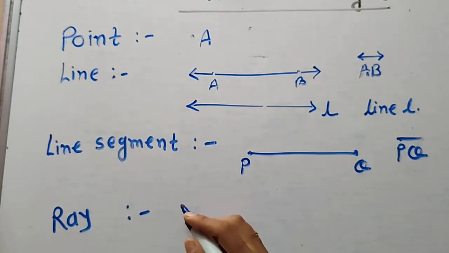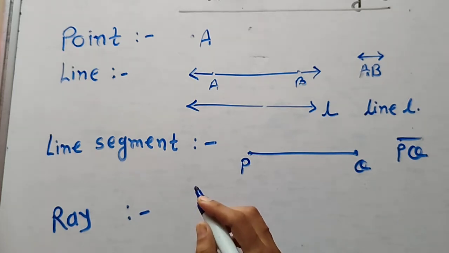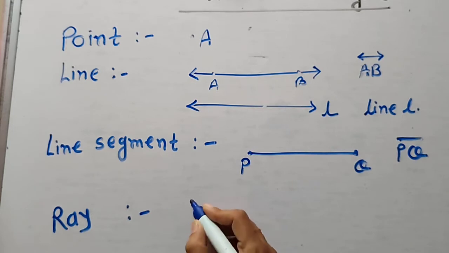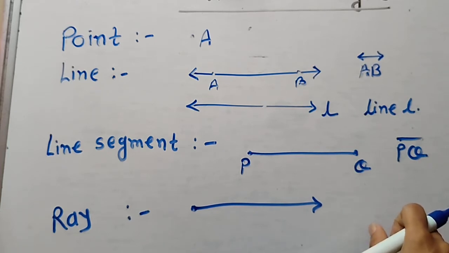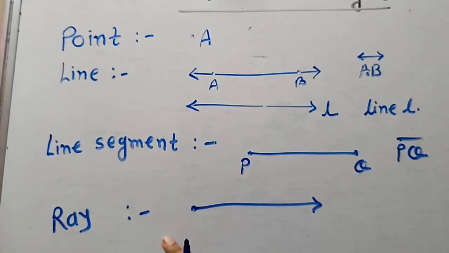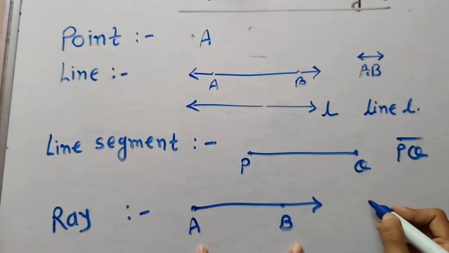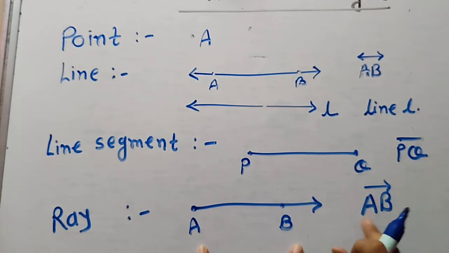Then ray is again a part of a line, but which has a starting point and goes endlessly in the other direction. The direction in which the ray goes endlessly and the starting point are clearly indicated in a ray. Suppose the name of this ray is ray AB. This is how to show ray AB.